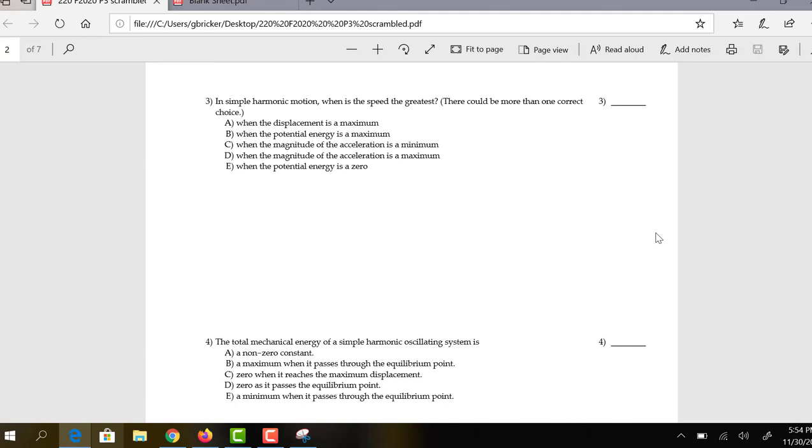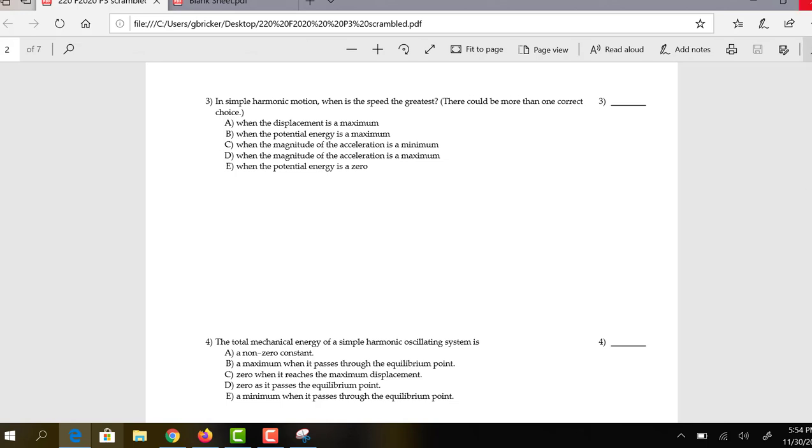Third one, in simple harmonic motion. Okay, think that's chapter 14. Hopefully you got a little simple harmonic motion area built for you. When is the speed the greatest? There could be more than one correct choice. So in the class video we built a nice little table. But when is the speed the greatest?